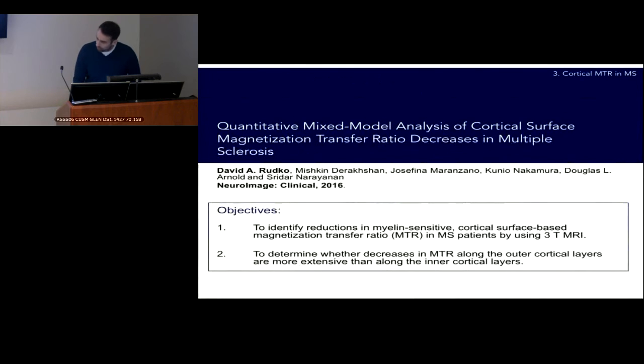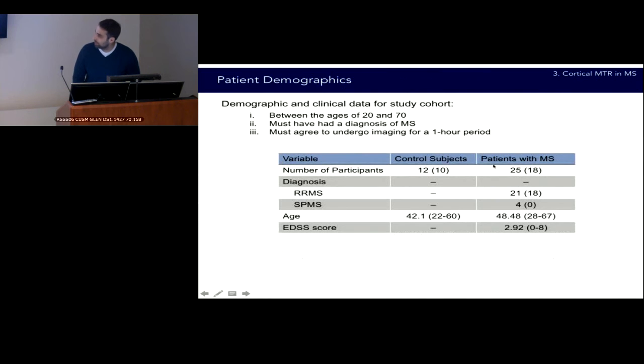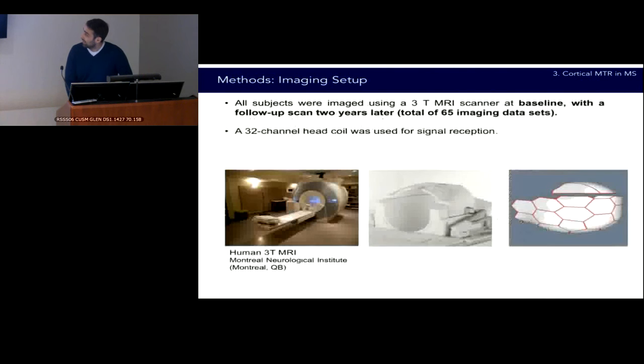So this work is published in NeuroImage: Clinical, and we looked at surface cortical MTR in a group of MS patients imaged at 2 time points, 25 patients at the first time point, 18 at the second, and 12 at the first and 10 at the second. These are by majority RMS patients with a small group of secondary progressive MS patients, and again, a fairly low EDSS score, although a little bit higher than the previous study I discussed.